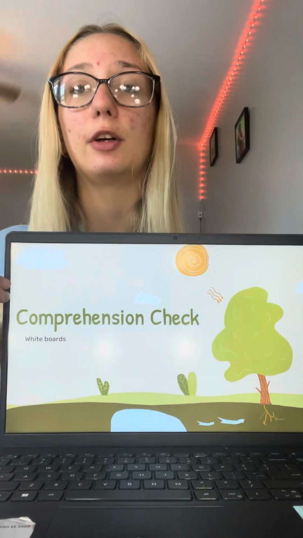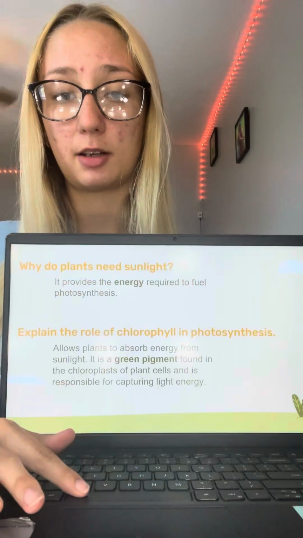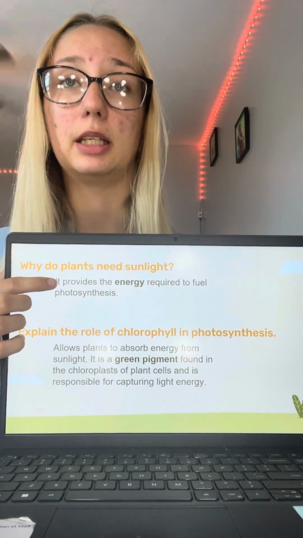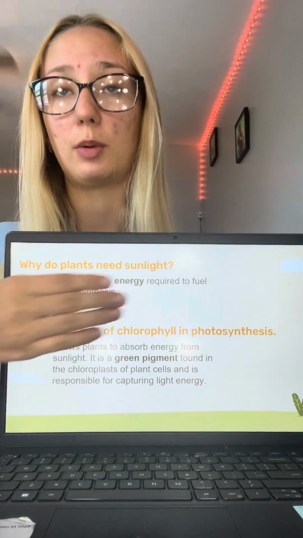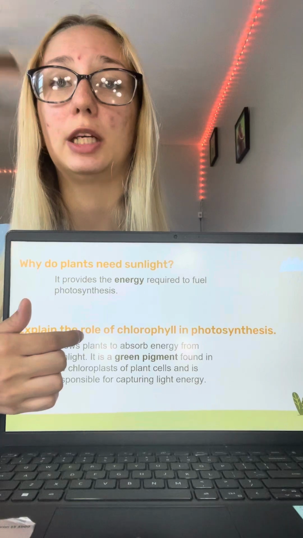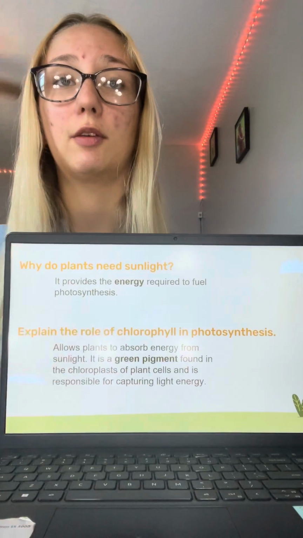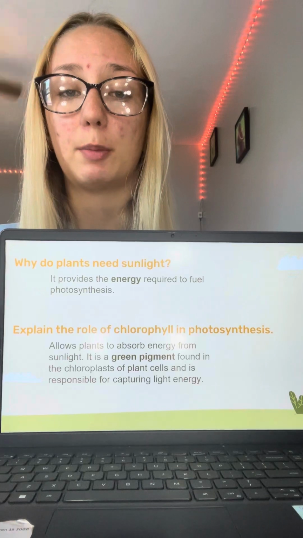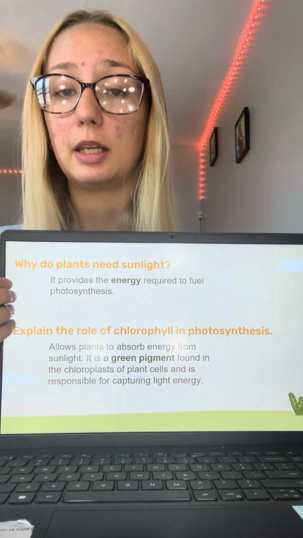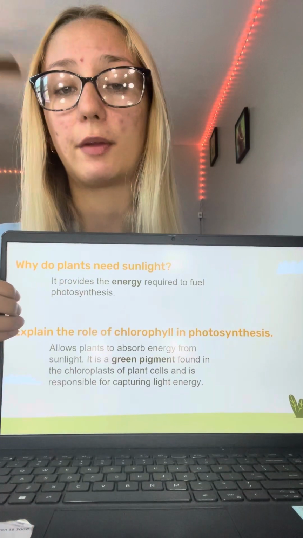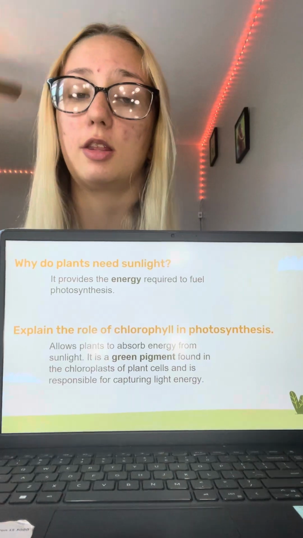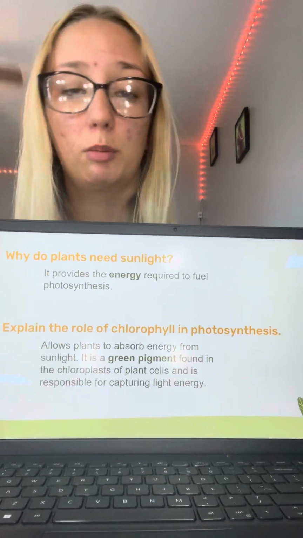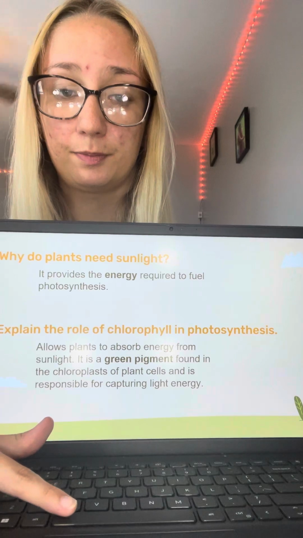And then we're going to do a comprehension check. So I'm going to ask, why do plants need sunlight? These answers will be covered. And then explain the role of chlorophyll in photosynthesis. This will also be covered. Students will have a few moments to answer these independently, and then we will talk about them as a group so that I can think about where the students stand and go over things before we move on in the process.